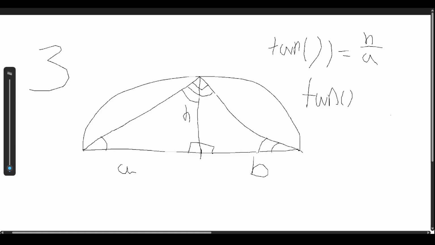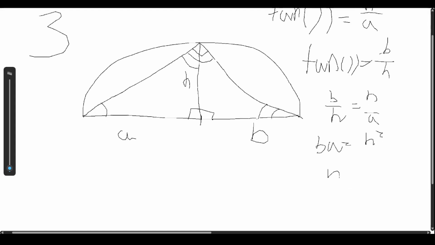The opposite over the adjacent. So the tangent of this one tick is equal to b over h. Right. We can set the ratios equal to each other, so we get b over h is equal to h over a, and then we get ab is equal to h squared, and then the height is equal to the square root of ab, so this thing is root ab, right?